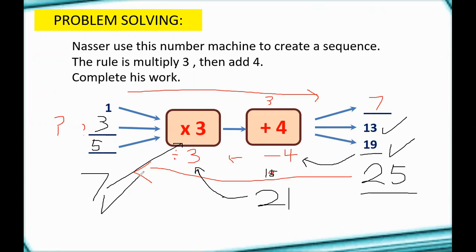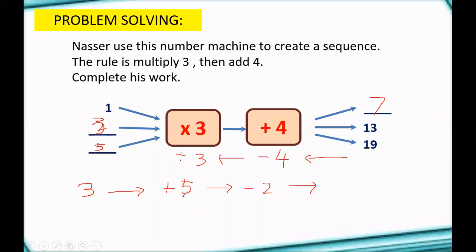So don't forget that when we are calculating the first missing number, you are going to do the inverse. All right? I hope you understand this one. Okay, let's see if we have another. Okay, let's have another example.